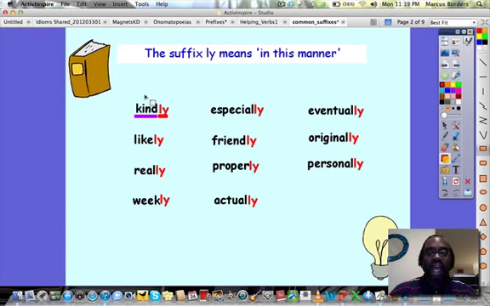So this is kind, and if you ask the question, well, how kind was he? Or how kind did he give the piece of candy? You could say he gave it to her kindly. So this is also an adverb, by the way, that we'll talk about later. But just take note again of how your root words change when you attach the actual suffix to them, okay?